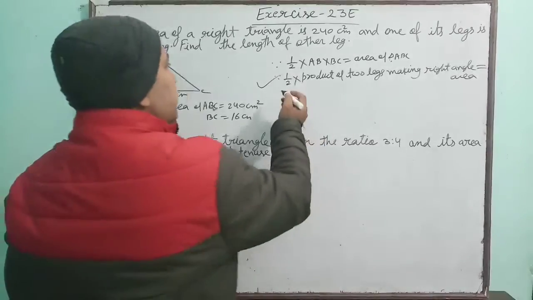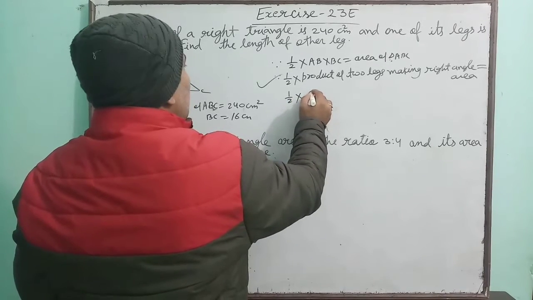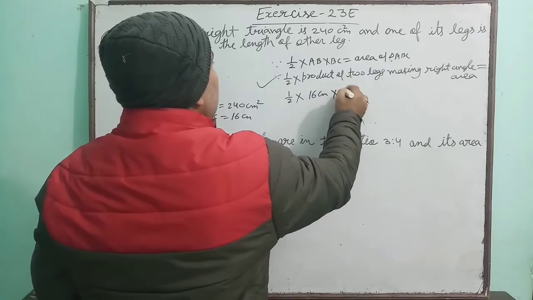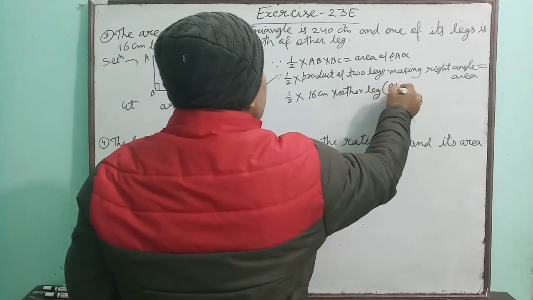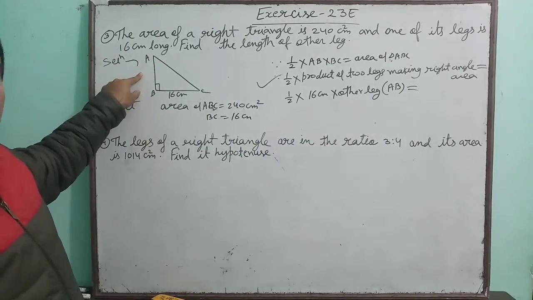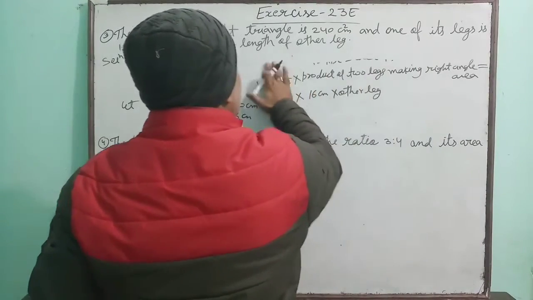Okay? So see, 1 by 2 into one leg is 16 centimeter and other leg you have to find. This other leg is AB. Okay. See, first I am telling by this way.